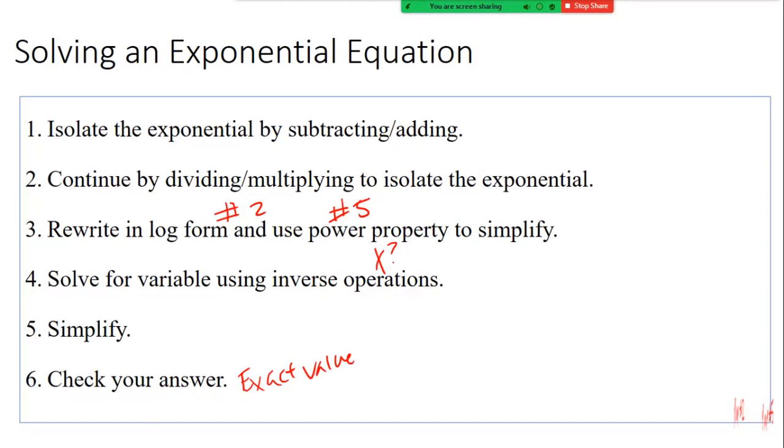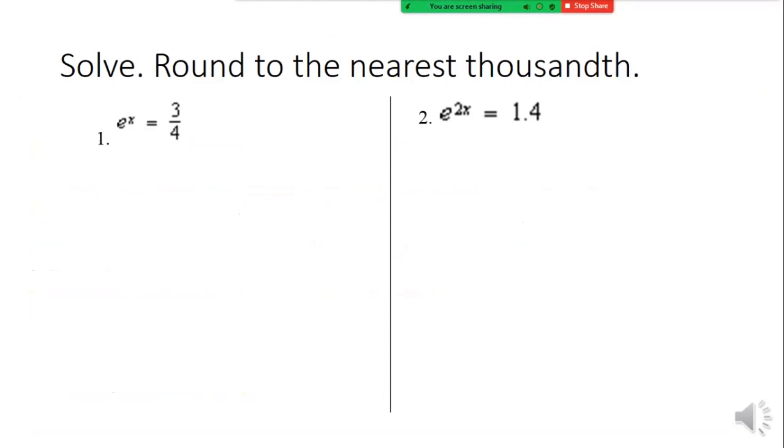All right. Ready, set, and go. So we have e to the x equals 3/4. So step 1 is to make sure that there's nothing you need to add or subtract away. Is there anything I need to add or subtract away? No. Step 2 is to make sure there's nothing you need to divide or multiply away. Is there anything I need to divide or multiply away? No. Good. Step 3, now I'm going to apply property number 2 and 5.